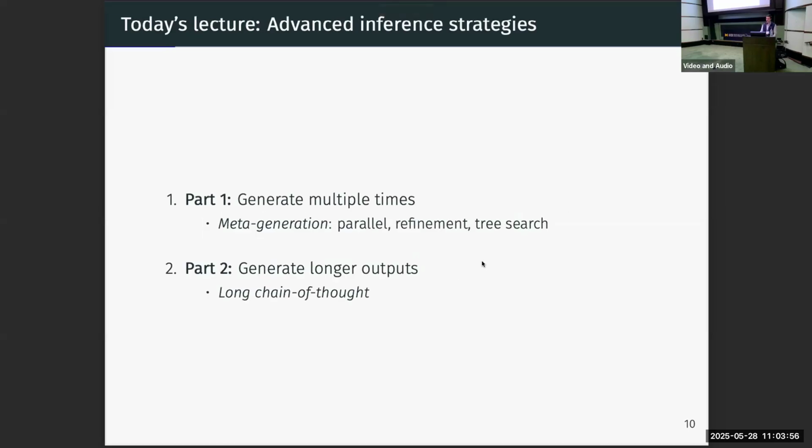And so today's tutorial will be structured in two different parts. First, I'll introduce a unified framework for thinking about these test time scaling methods, and it's called meta generation. And I'll go over a couple different patterns that are typically used at test time. And then in the second part, I'll focus on this really new area, which is these long chain of thought models, like the one that I just showed.